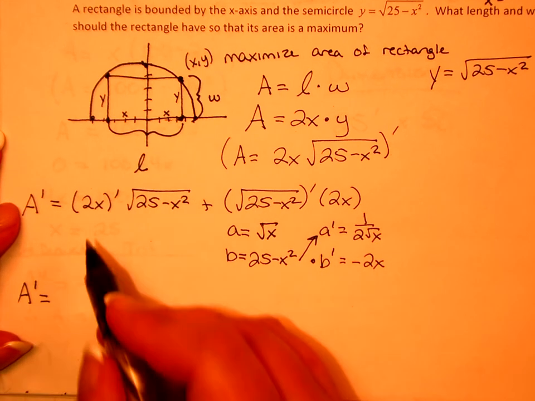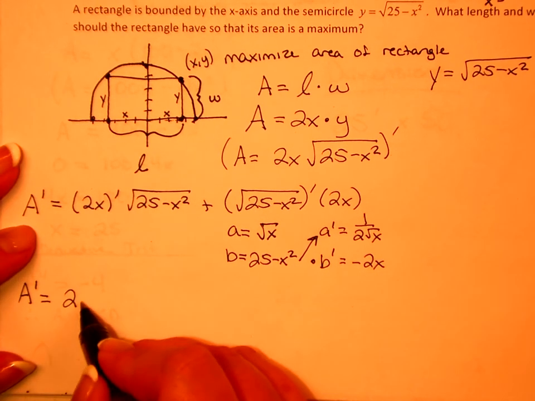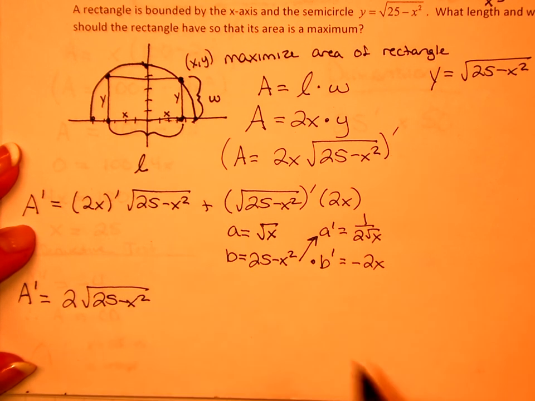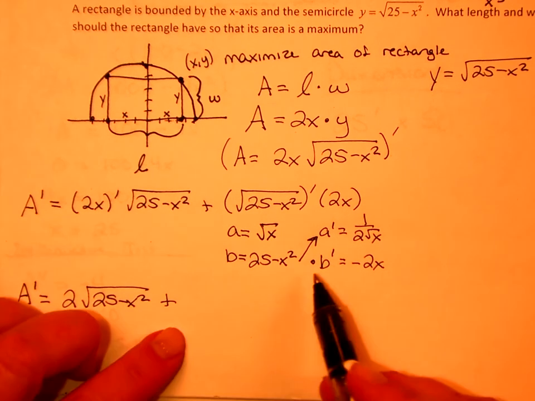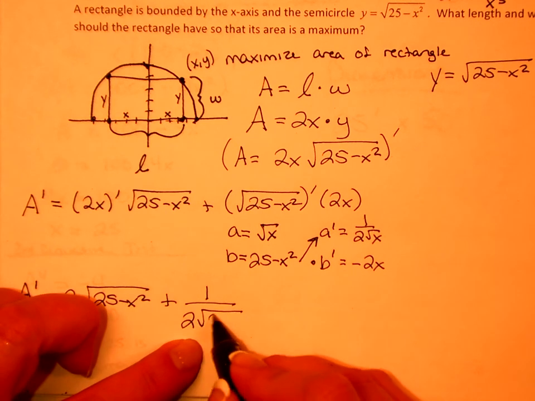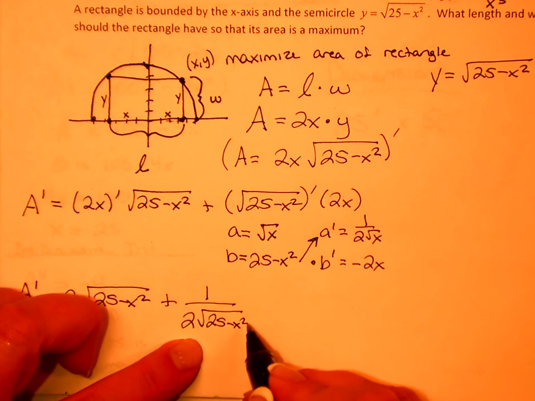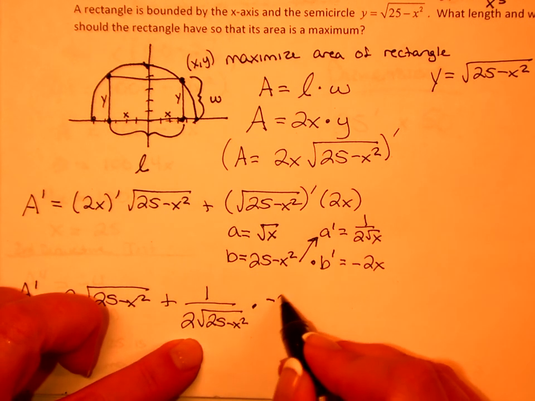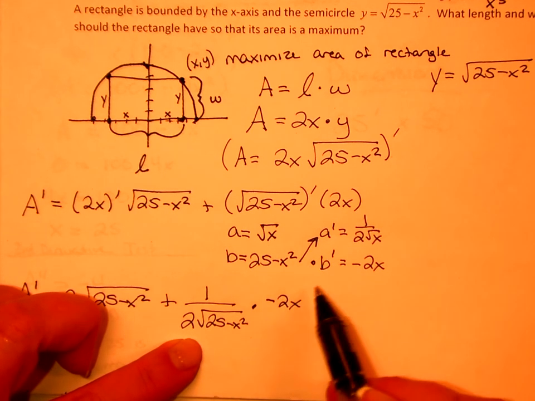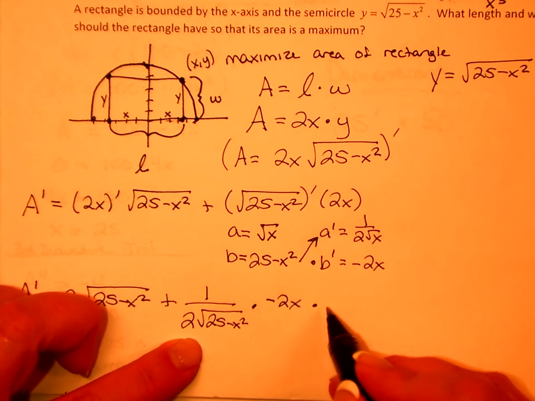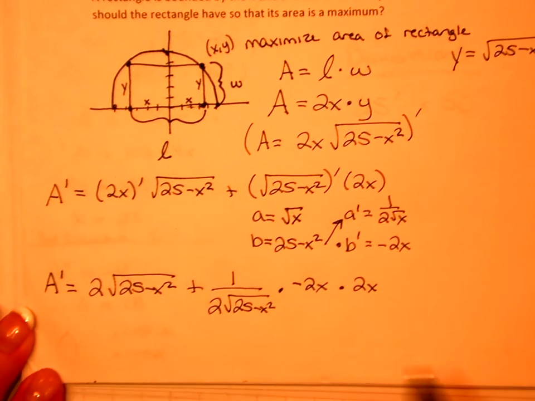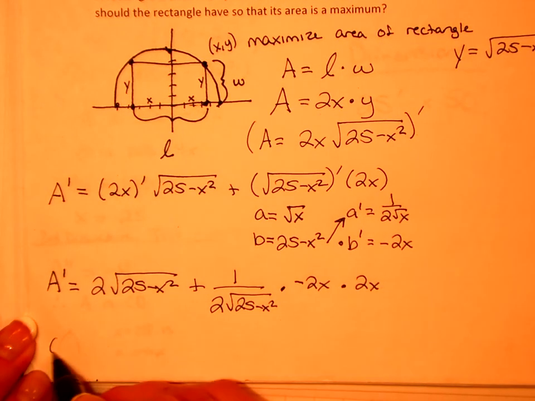All right, so the derivative of the first times the second plus the derivative of the second times the negative 2x. So this is b and a prime times b prime. That still needs to be multiplied times 2x. All right. So I get a derivative here that I want to set equal to 0.